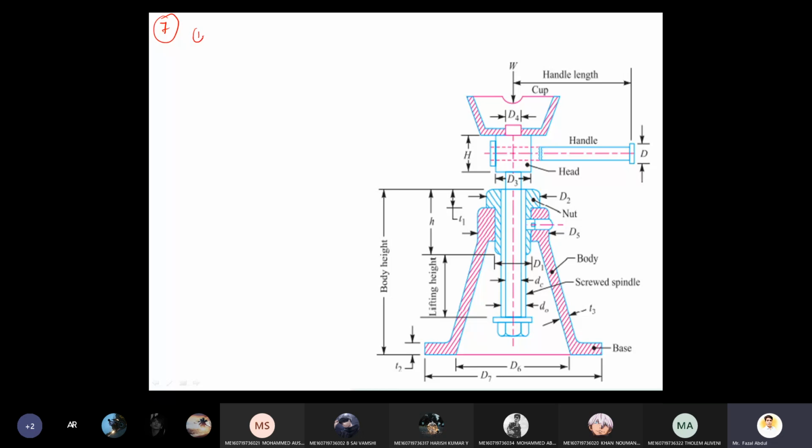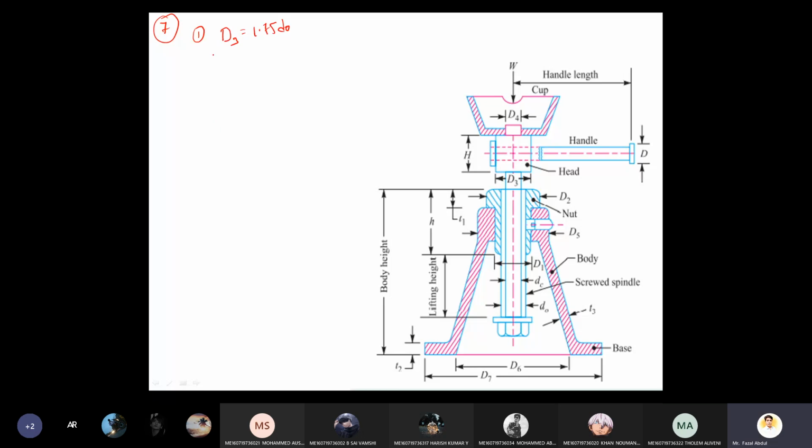In the seventh point, the first subtopic is the dimensions for the head. So which one is the head? Where the handle is attached here. So this is the head, where the pointer is moving here. Okay, dimensions for the head. The head diameter is d3. Its empirical relation is 1.75 into d naught. First point, this is the one.